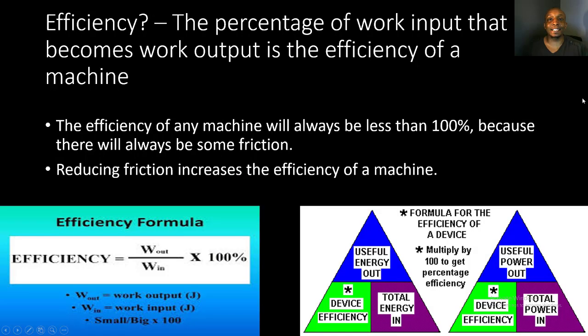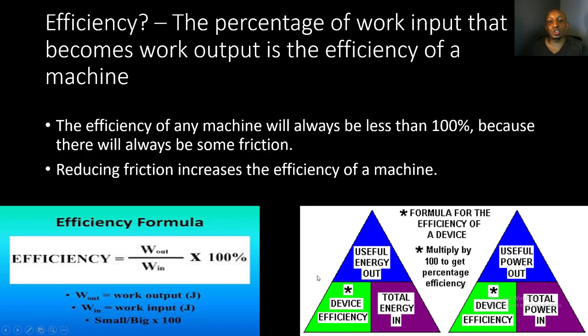So what exactly is efficiency? Efficiency is the percentage of work input that becomes work output, and that determines the efficiency of a machine. The efficiency of any machine will always be less than 100% because there will always be some friction. If we can reduce the amount of friction, we can increase the efficiency of a machine. Here's our formula for efficiency: we take our work output and divide it by our work input and then multiply that by 100%.